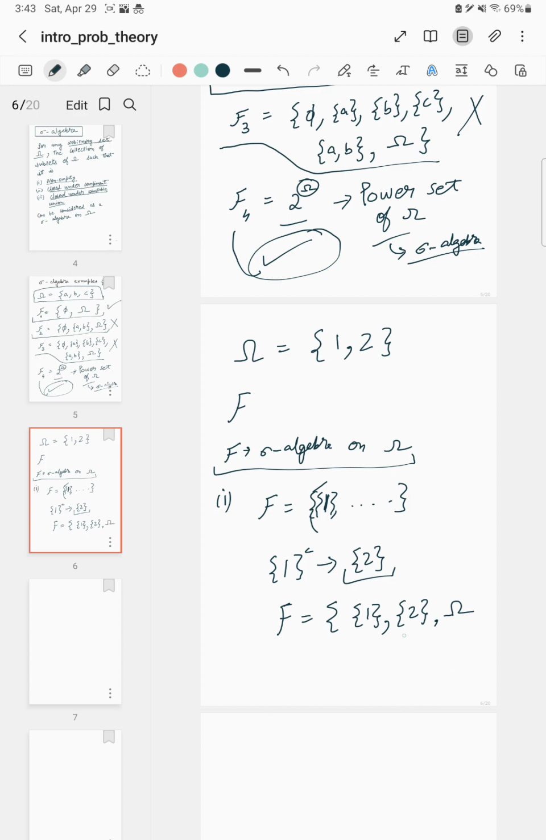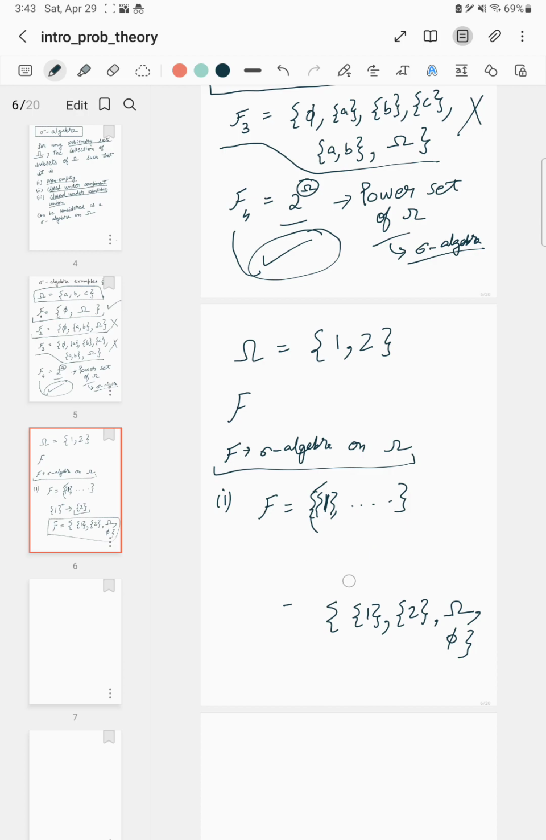Now as omega is present in F, the complement of omega should also be present in F. The complement of omega is nothing but phi. So phi is also present in F. Now this F satisfies all the three properties. It is non-empty, it is closed under complement, and it is closed under countable union.